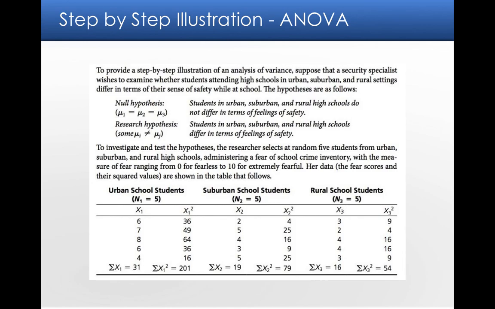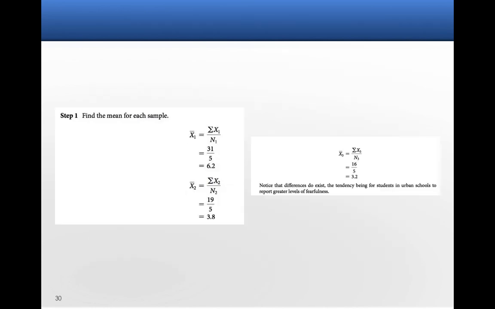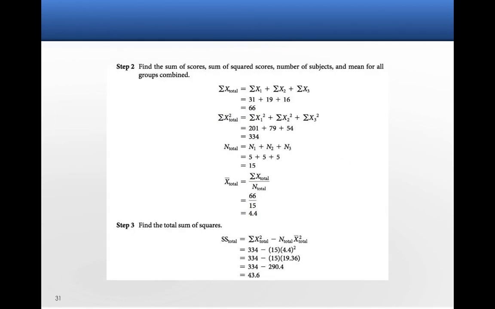So we've got the data, the actual scores. If you look under the first one for urban schools, X1, and then X1 squared. Okay, and we've got that for each group of students. So the first thing we want to do is find the mean for each sample. We know how to do this. This is just finding an average. Then we need to get the sum of scores, sum of squared scores, number of subjects, and mean for all groups. We're going to use those then to find the total sum of squares. So we're just going through step by step, plugging things into our equations.